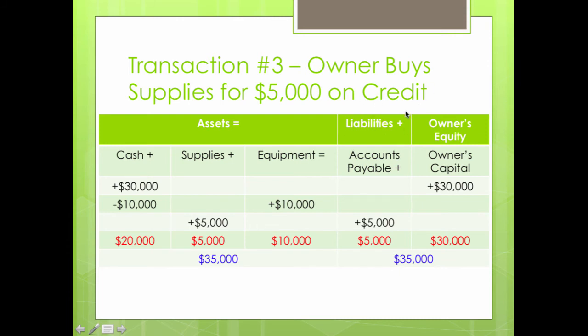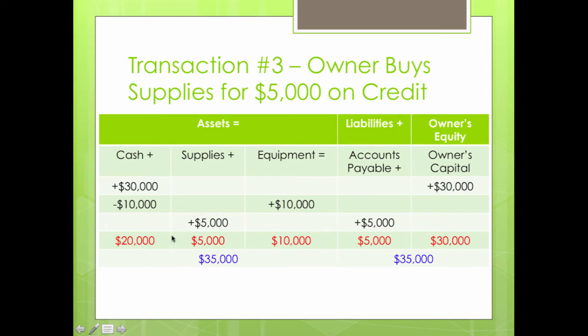So what's going to happen here is it's going to be affecting the supplies account under assets because you are buying supplies. And you're going to record it there as a positive $5,000. And then you're going to buy this stuff on credit. So this is where liabilities comes in. Anything that you owe money to anyone goes under liabilities. But when you buy it on credit, you're going to put it under accounts payable. And you're going to add it as positive $5,000.